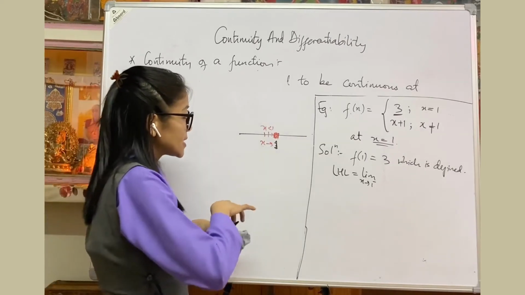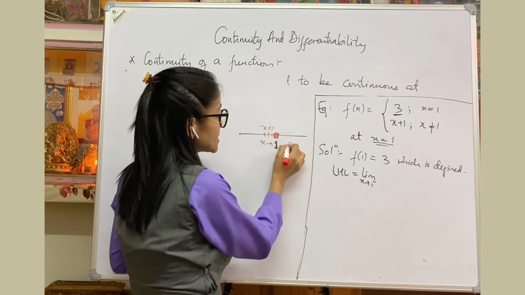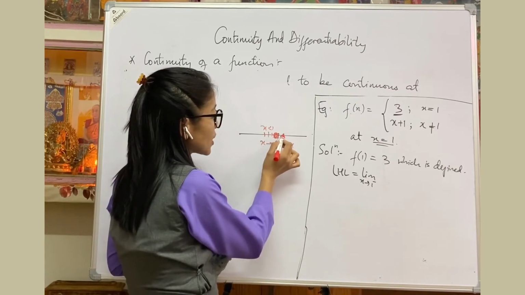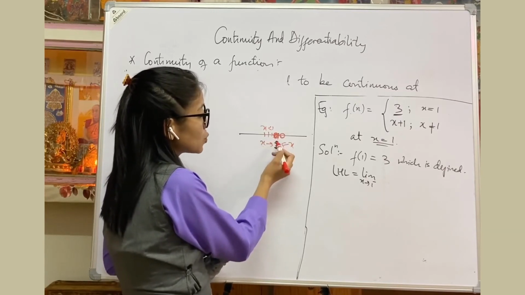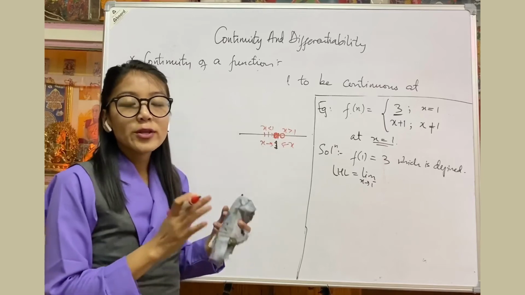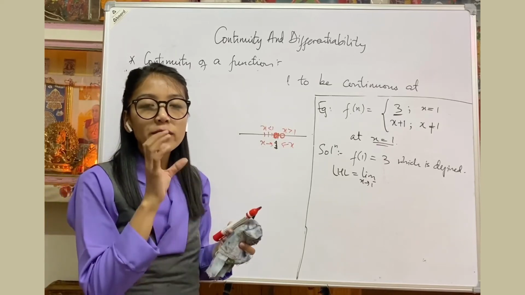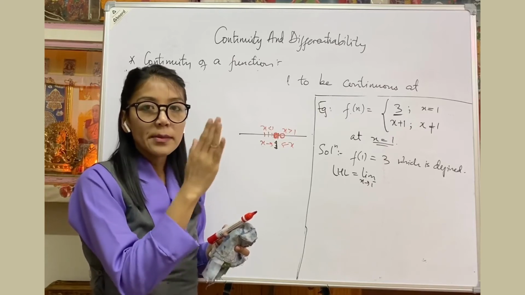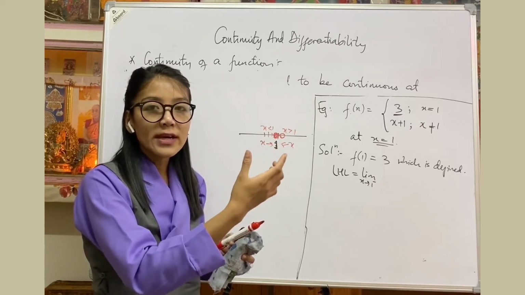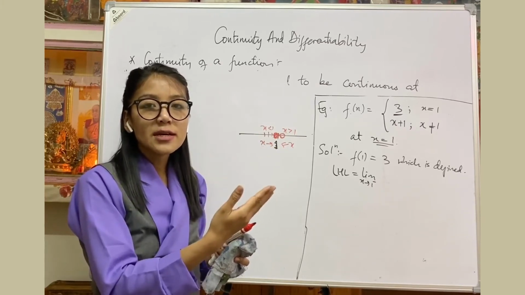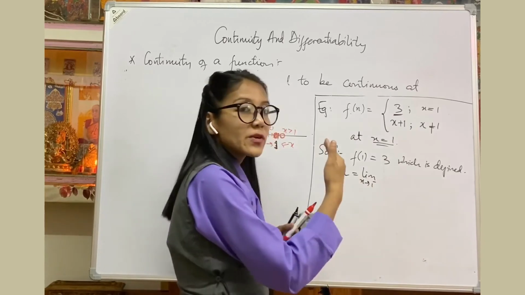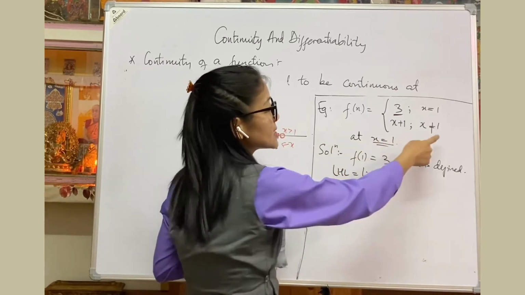When you are finding out the right hand limit, x is moving towards 1 from this side. So similarly, like on the left hand side, x will be somewhere here, very near to 1, but on the right hand side of 1, which means x is greater than 1. So when you are finding out the left hand limit, x is very near to 1, but it is less than 1, which means x is not equal to 1.